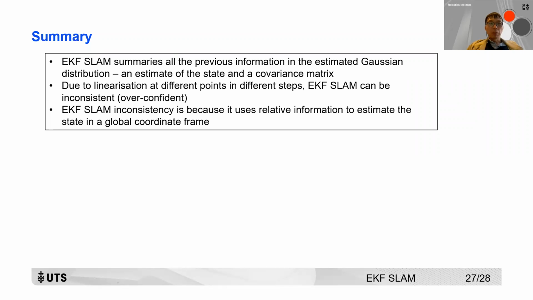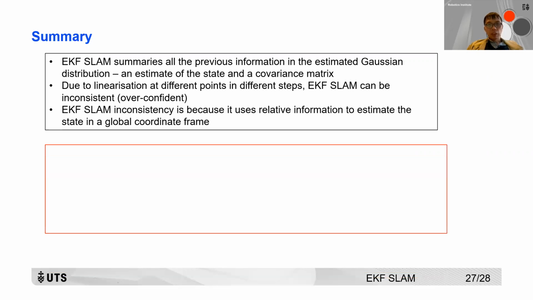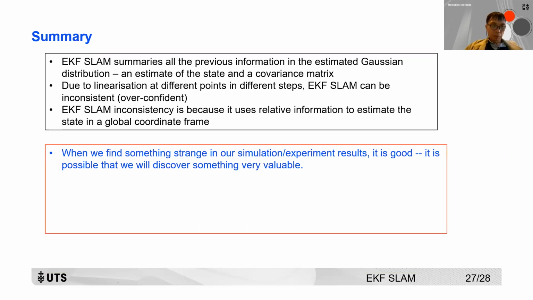So those are the summary about this paper. I also write a few dot points about the summary about something in general. For the first one, when we find something strange in our experiments or simulation, it's a good thing. When you find something strange, then it's possible that we will discover something very valuable, right? So this EKF SLAM convergence consistency is starting from something strange, right?